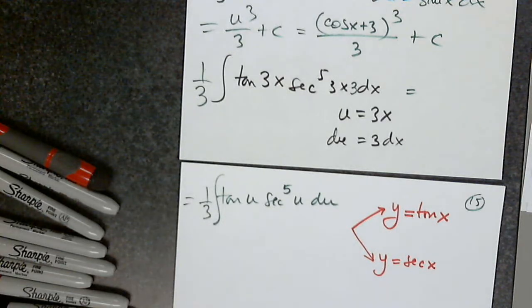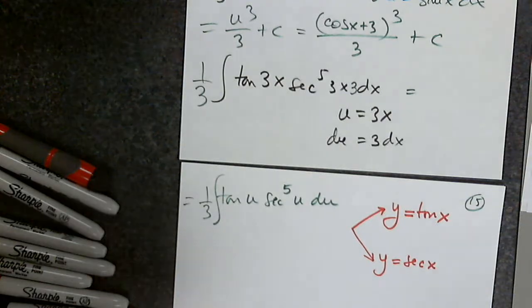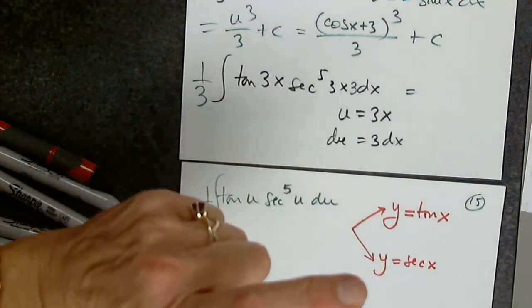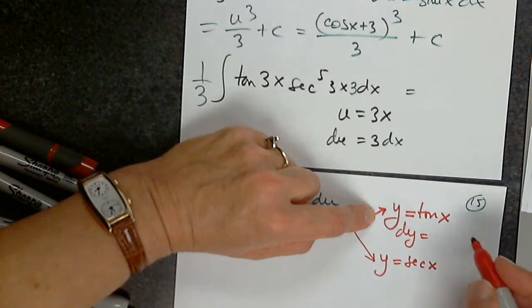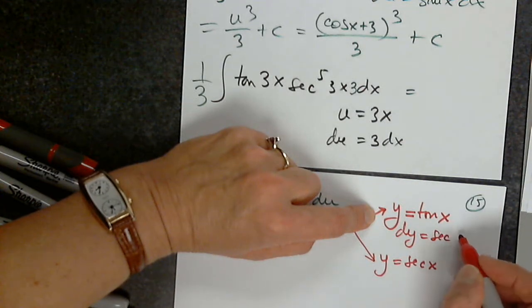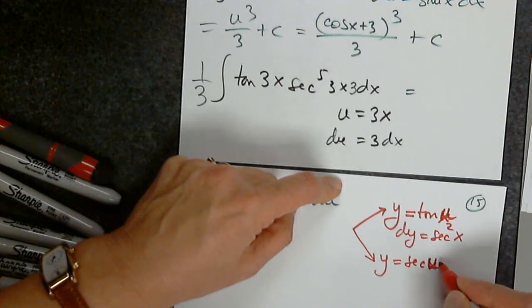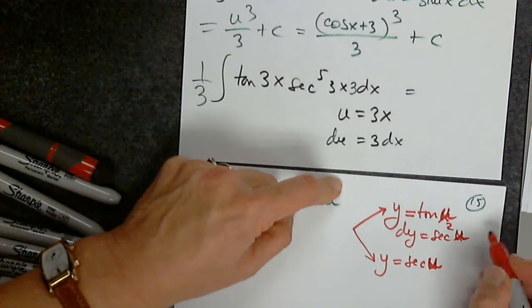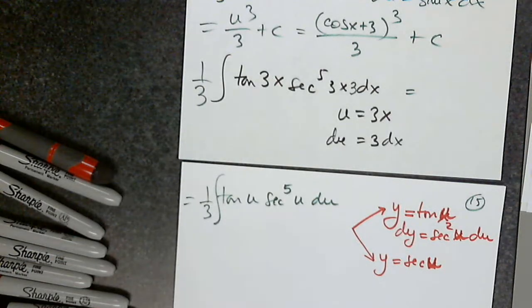The right one, the correct one, is the one that has dy in the problem. So if I find, not du, I'm sorry, dy in this case. So dy equals what? Secant squared u du. Okay, let's see if this will work.